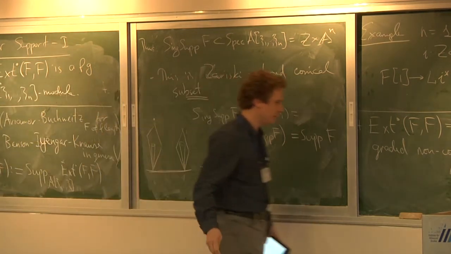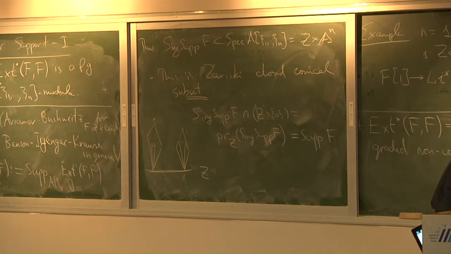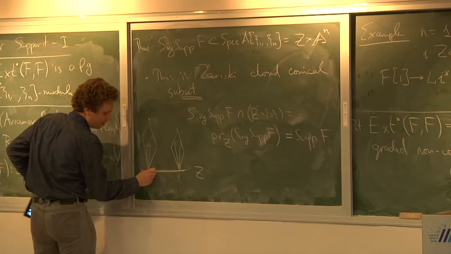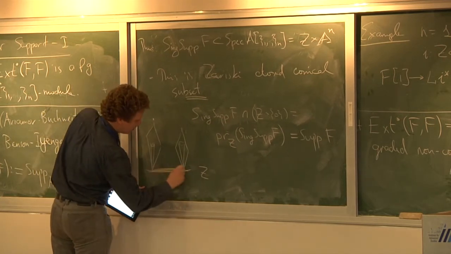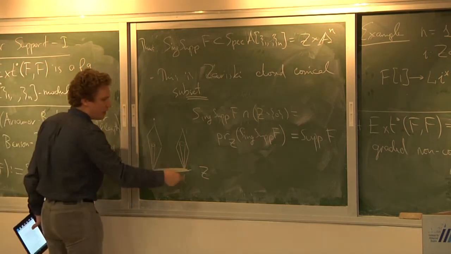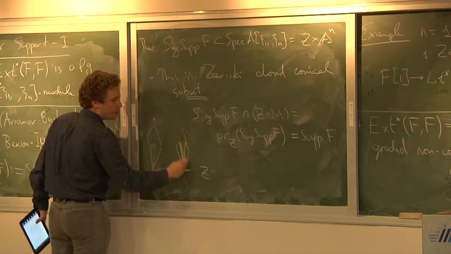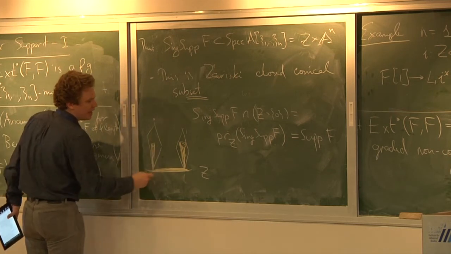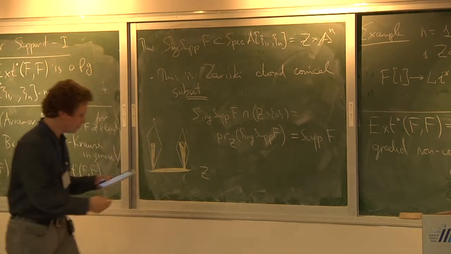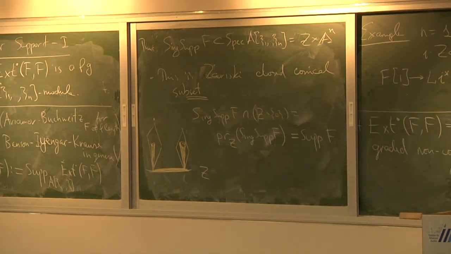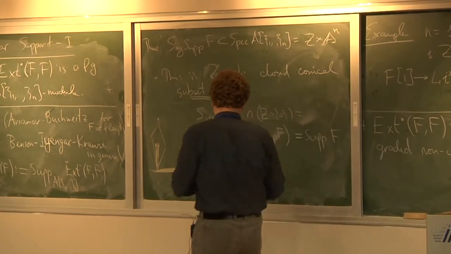So classically, support would be something in this, something here. And now at some points of the support we're allowed to add some conic variety sitting over it.